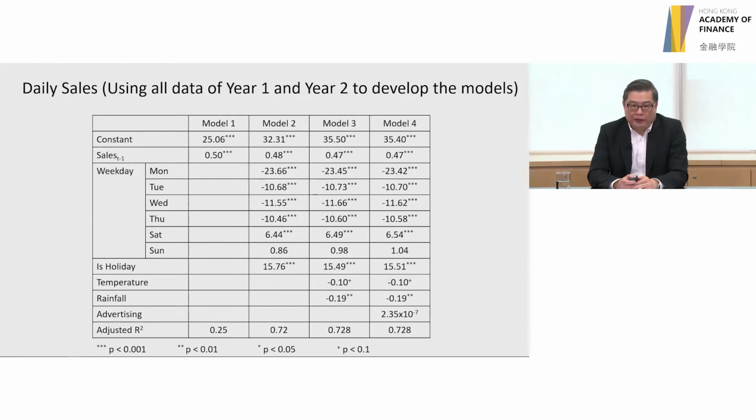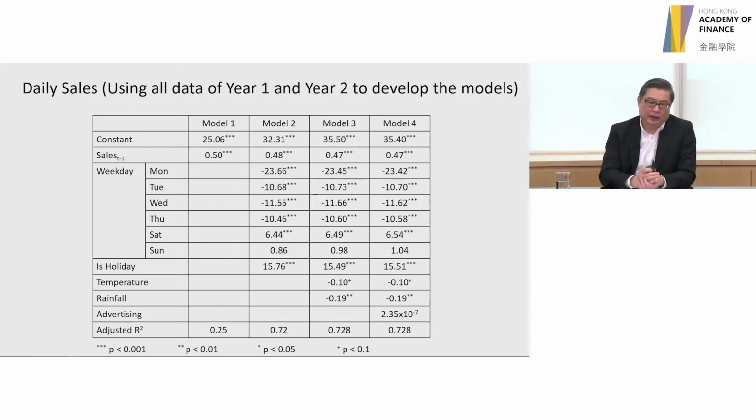So moving on to model 3, the difference between model 2 and model 3 is that model 3 adds temperature and rainfall, and the data is collected from the Hong Kong Observatory. Now, the question is, will these factors, temperature and rainfall, help in explaining sales? If you look at the asterisk and also the coefficient, yes, but very, very marginal. And it's also reflected in the adjusted R-square. It grows from 0.72 to 0.728, which is a very small increment. So the conclusion is, well, temperature and rainfall only have minimal impact on daily sales.